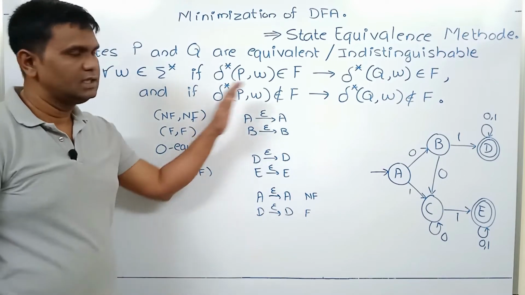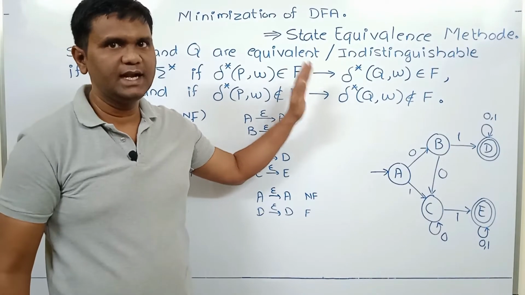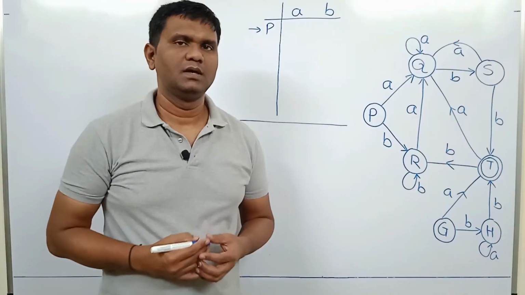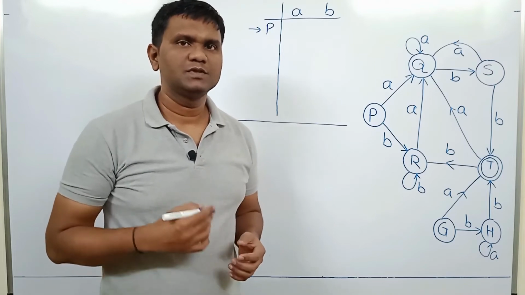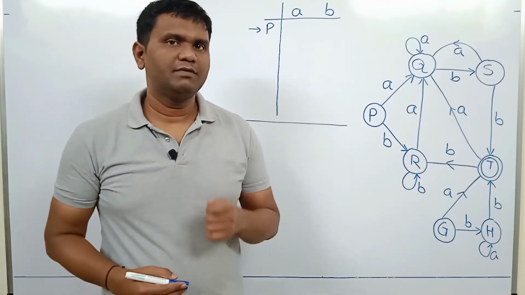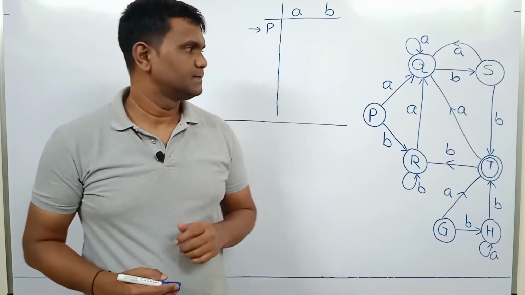Now we will use all this theory to understand how to minimize DFA using the state equivalence method, using one example. Now let's understand the state equivalence method for DFA minimization using this example. In DFA minimization, the first step is to remove unreachable states.